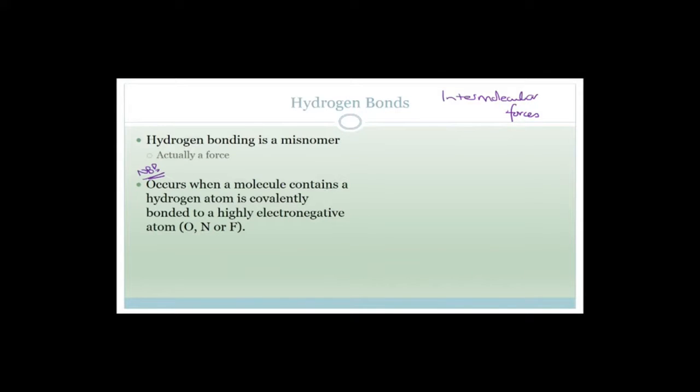Okay, it occurs when a molecule contains a hydrogen atom that is covalently bonded to a highly electronegative atom. And they're supposed to have written small atom here, small atom. And they always give you examples: oxygen, nitrogen, fluorine. You guys are only going to worry about hydrogen bonds between hydrogen and molecules that have oxygen, nitrogen, and fluorine in them, okay? You guys need to know this definition. So let's go through it again. It's when a molecule containing a hydrogen atom is covalently bonded to a highly electronegative atom, then there will be hydrogen bonding occurring, okay? And I'll give you an example in a minute.